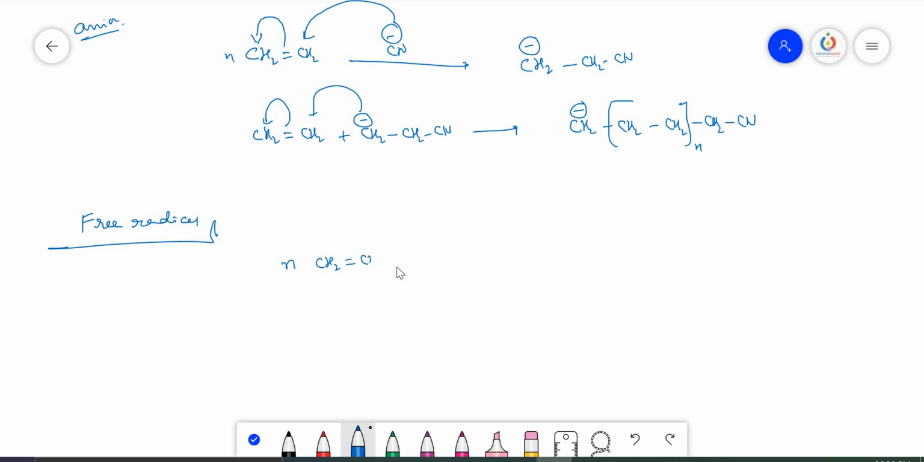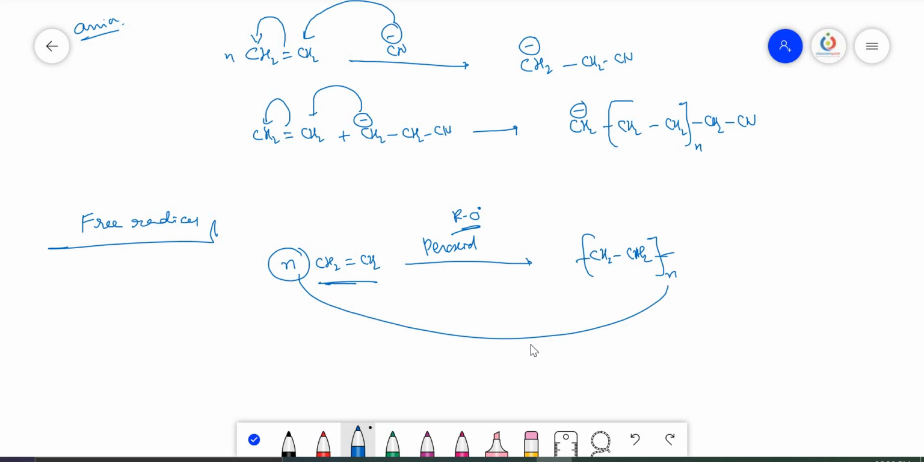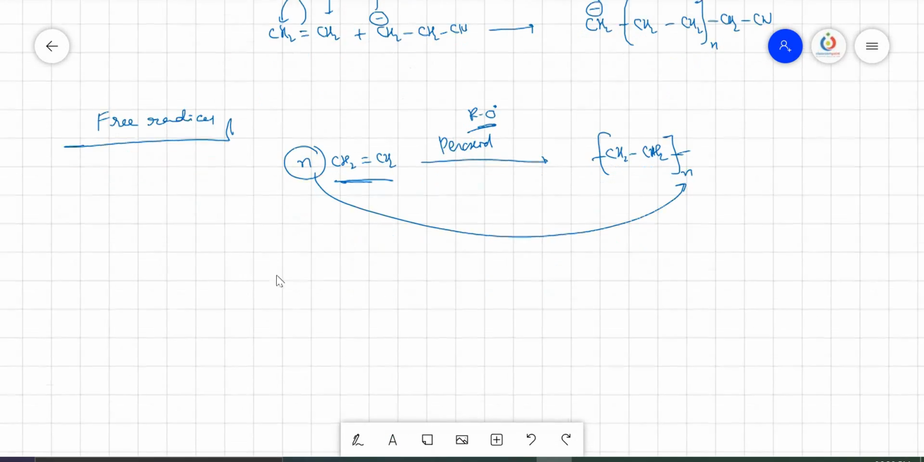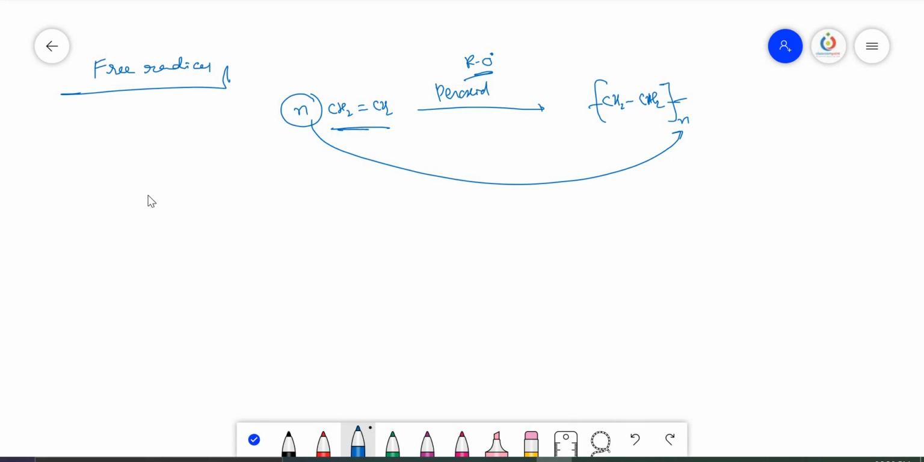See, CH2 double bond CH2, use some peroxide. Peroxide means RO radical will be there. So again we will get the CH2 polymer. No polymer is mentioned with the complete formula, like this only they will mention. The same monomer unit they will take, the pi bond they will break, they put on both sides, and the n value goes here. Okay, so let us see how the mechanism takes place. A simple mechanism I will explain.